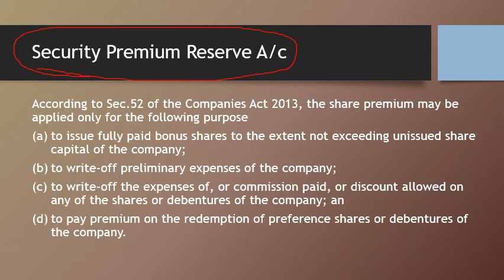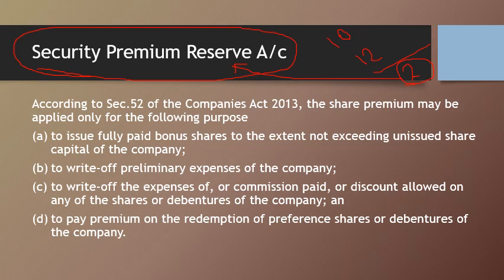This premium is a kind of income for the business. See, when a company issues shares of 10 each at rupees 12, they are getting 2 rupees extra on each share. So this 2 rupees is a kind of income for that business. It is known as security premium, and it will be transferred to the security premium reserve account. Later, whenever the company needs it, it can utilize this premium amount for various purposes.